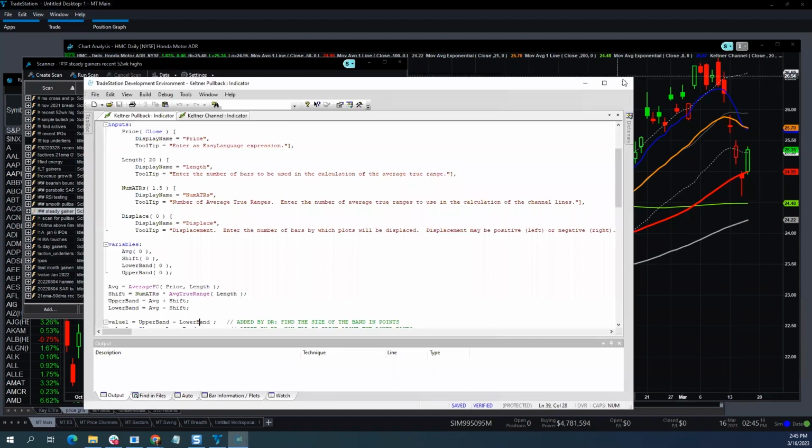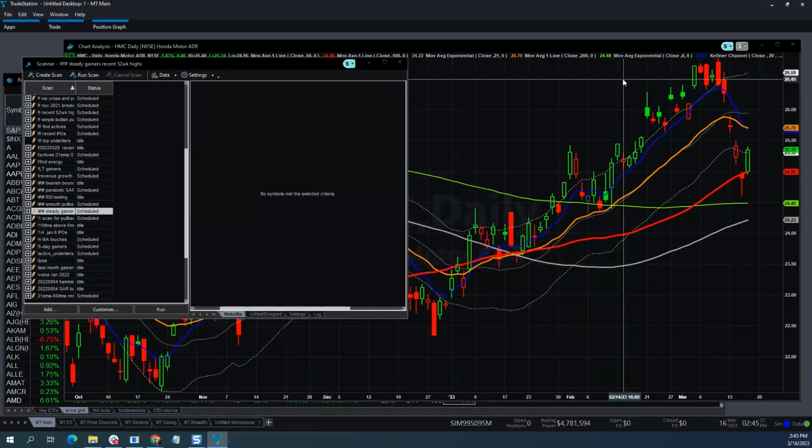Let me just close this so I don't make a mistake. One thing to be careful of is don't change the original code TradeStation gives you. It's better to save as and then mess around with it, because you don't want to break the code that comes from TradeStation, and you can if you're not careful.